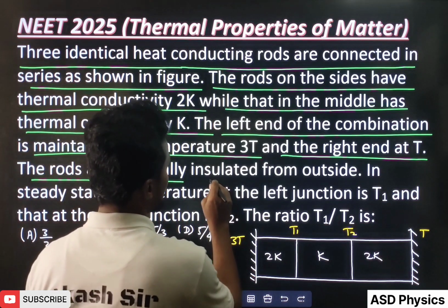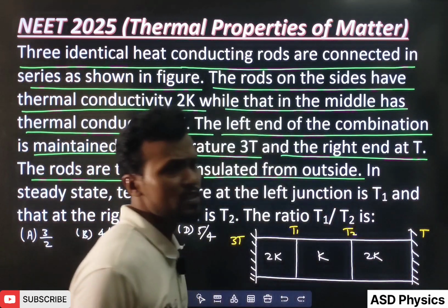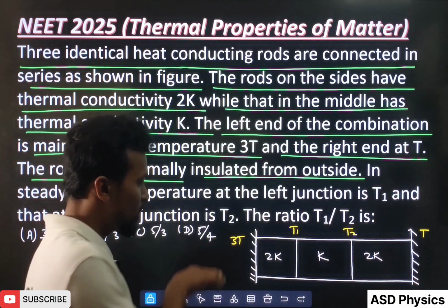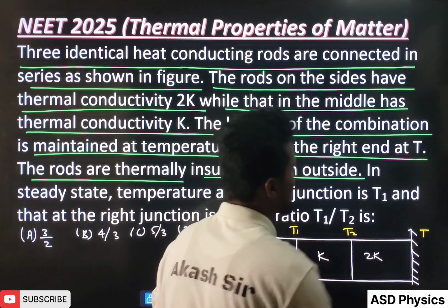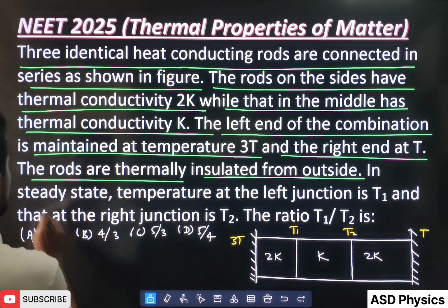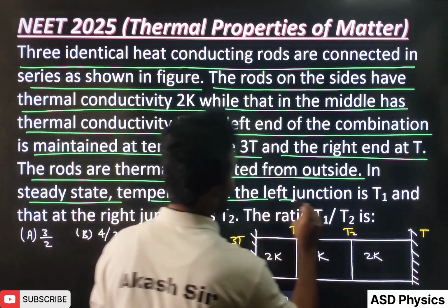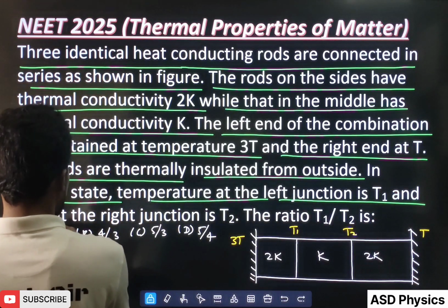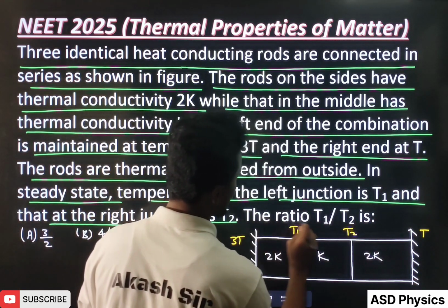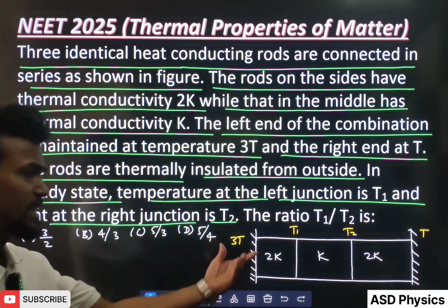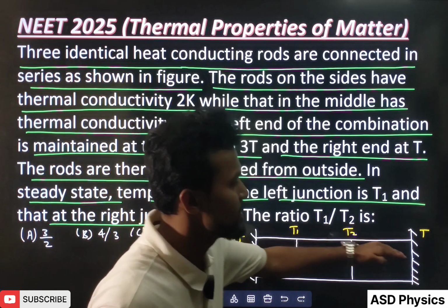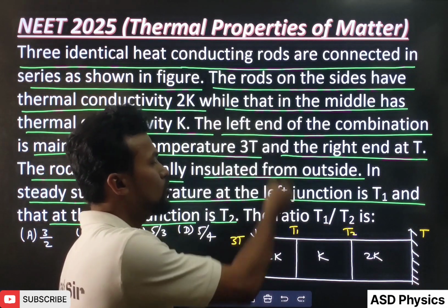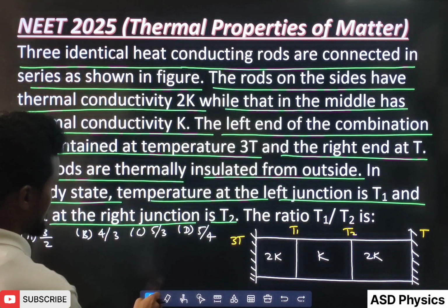The rods are thermally insulated from outside. Thermally insulated from outside means whatever heat current will enter from the left side, the same heat current will go out the other side also, okay? In steady state, the temperature at the left junction is T1 and that at the right junction is T2, then the ratio T1 by T2 is how much here? Steady state means very simple: whatever heat current enters, the same heat current will go outside, there is no loss of heat from the surface, okay?